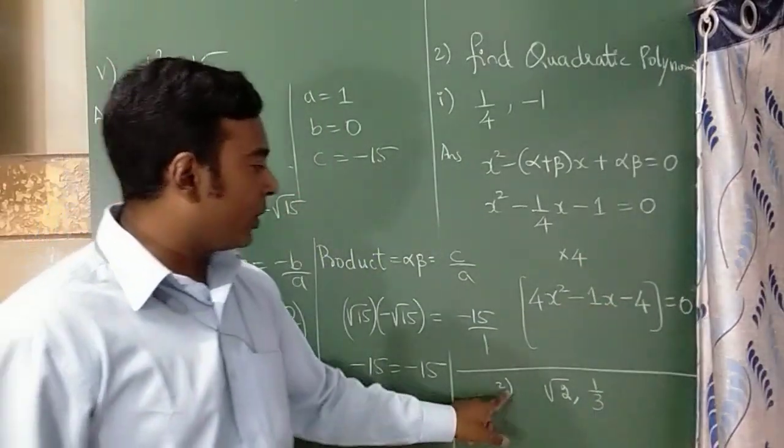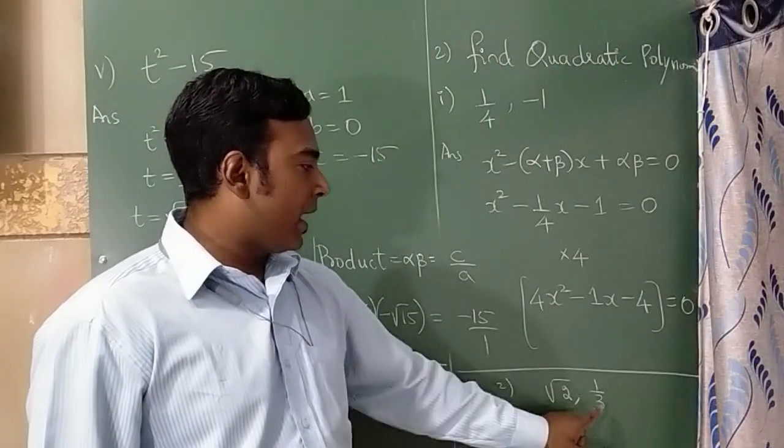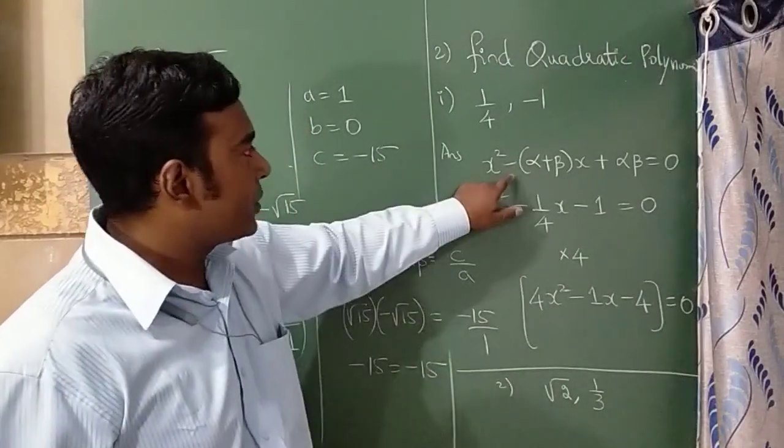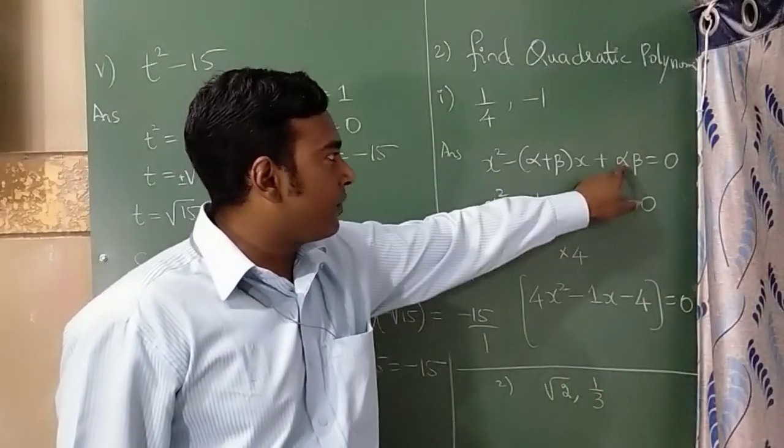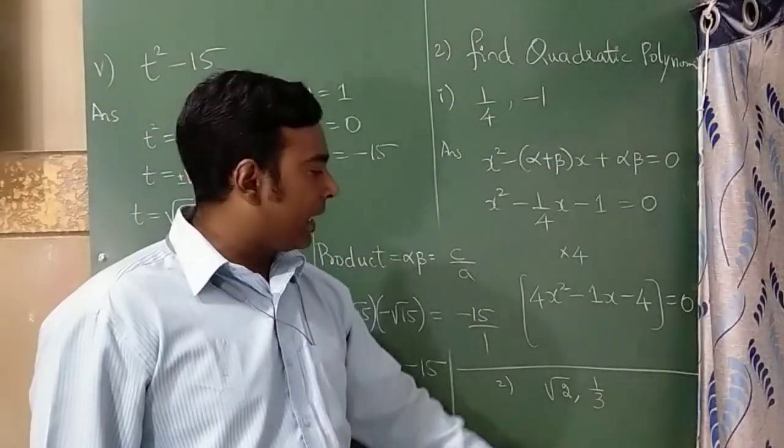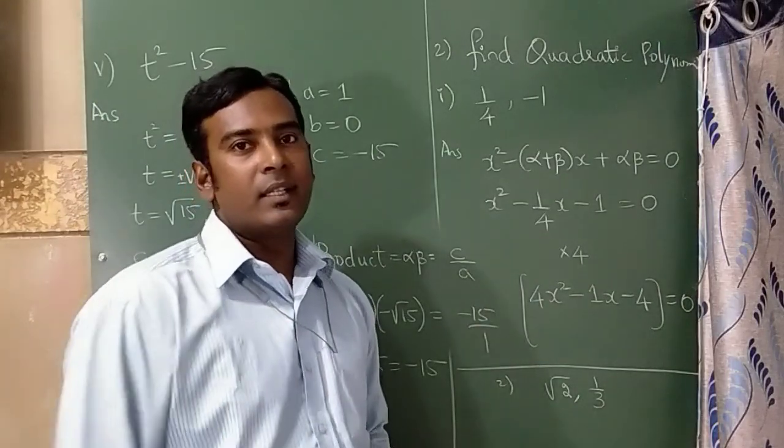Fine. Second question. It is root 2 and 1 by 3. You have to substitute here in this formula. Root 2 is alpha plus beta and alpha beta is 1 by 3. Try solving this and let me know the answer in the comment section.